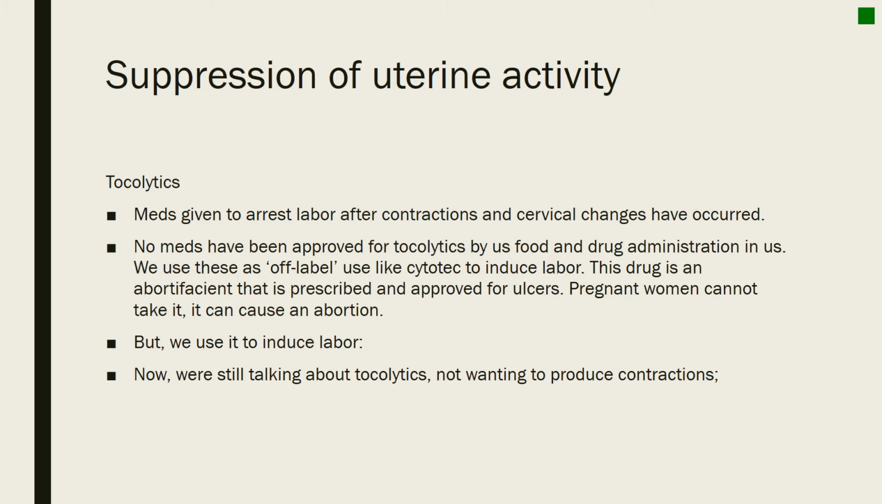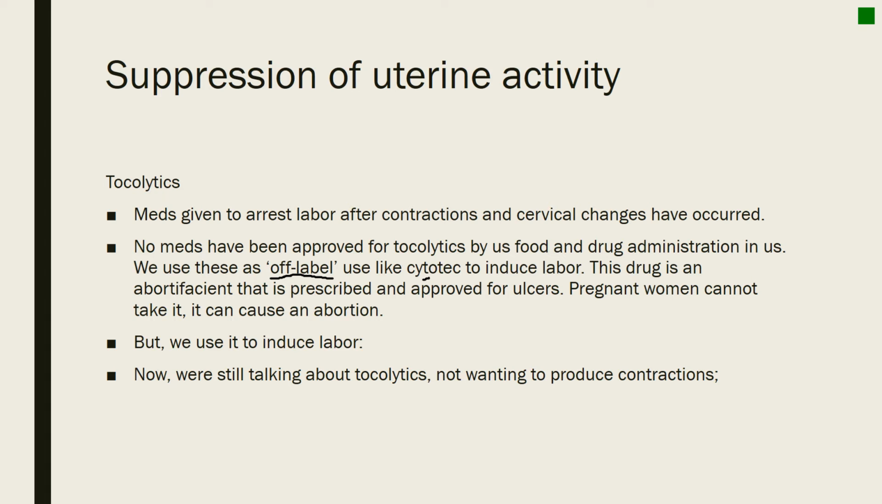All right, so we've talked about preterm labor. So let's talk about suppression of uterine activity, specifically tocolytics. This is a medication given to arrest labor after contractions and cervical changes have occurred. No meds have been approved for tocolytics by Food and Drug Administration in the U.S. So why are we talking about this stuff? Because we use it in an off-label manner. Some of you have seen them use Cytotec in labor and delivery to induce labor. This drug is the same thing.